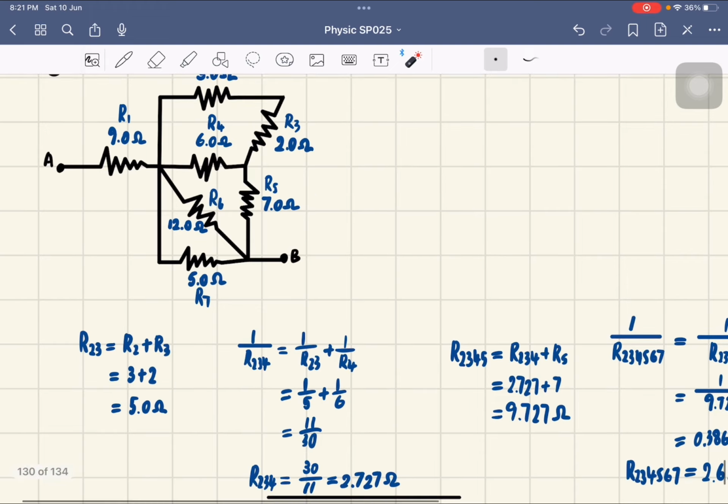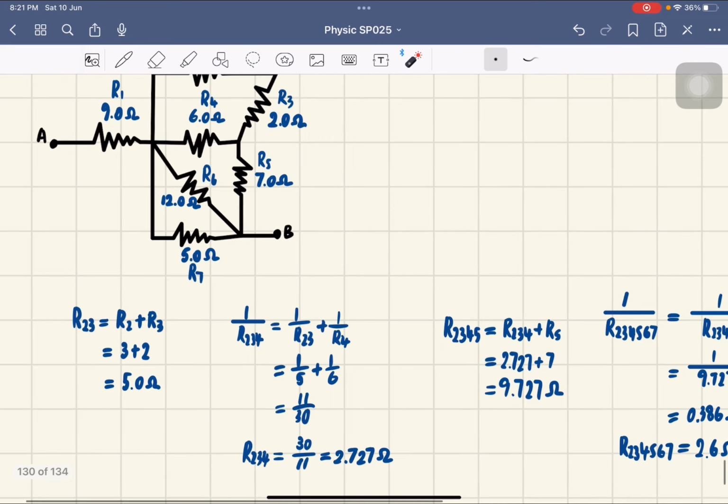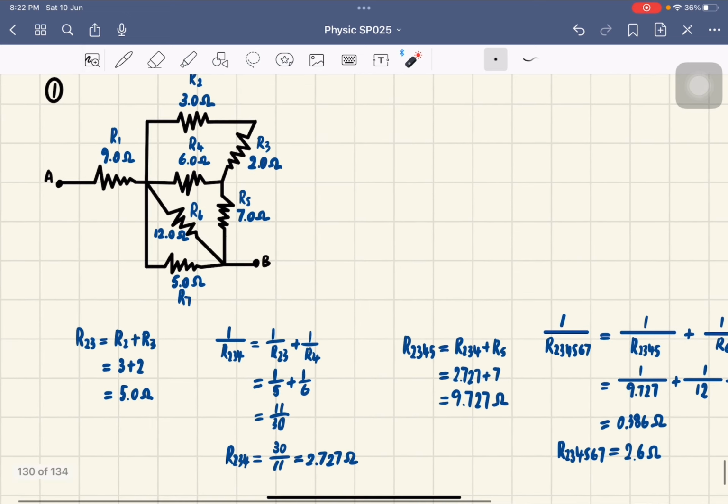Then we get 11 over 30. Then R234 is 2.727 ohm. Now we have already combined resistors 2, 3 and 4. We assume this part is already combined, and this is our R234. So for R234, the flow of current across R234 and R5 is the same.